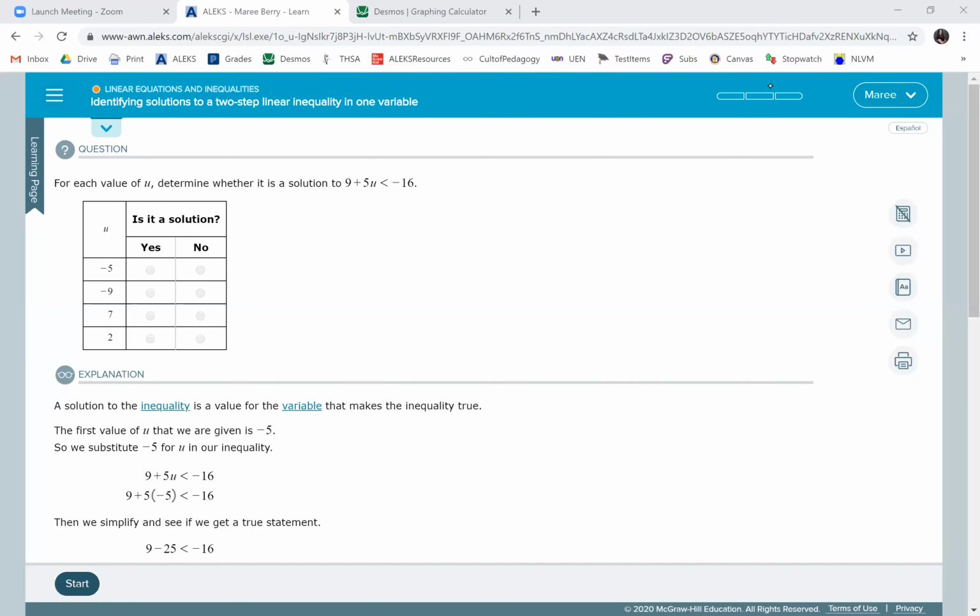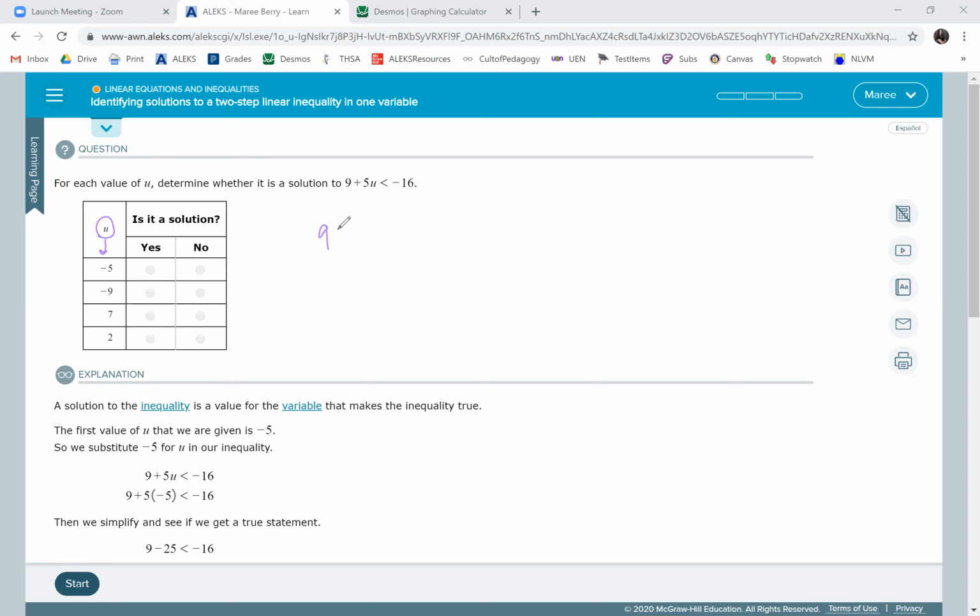So when we're identifying solutions to any type of situation like this, you're just plugging in the number for u. So here's my u. These are the numbers we want to plug in. What we're trying to decide is if -5 works. If u is -5, will this work?